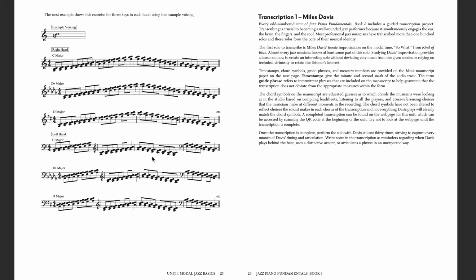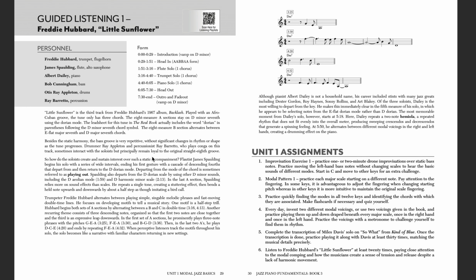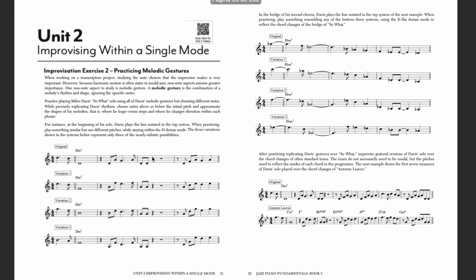Every odd number chapter has a transcription project in it. You can see here's Miles Davis transcription. And then every single chapter has a guided listening followed by assignments. And there's usually like 5 to 8 assignments on each chapter, including the transcription project. So the first guided listening here is Freddie Hubbard's Little Sunflower. And so that's the general format of the book.